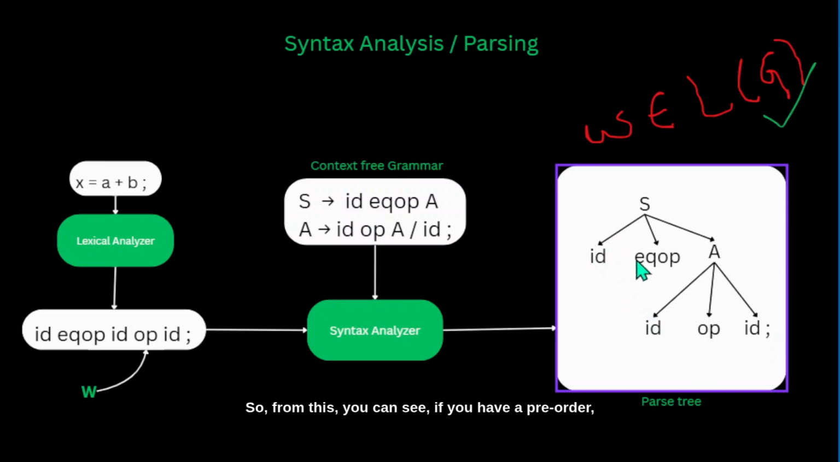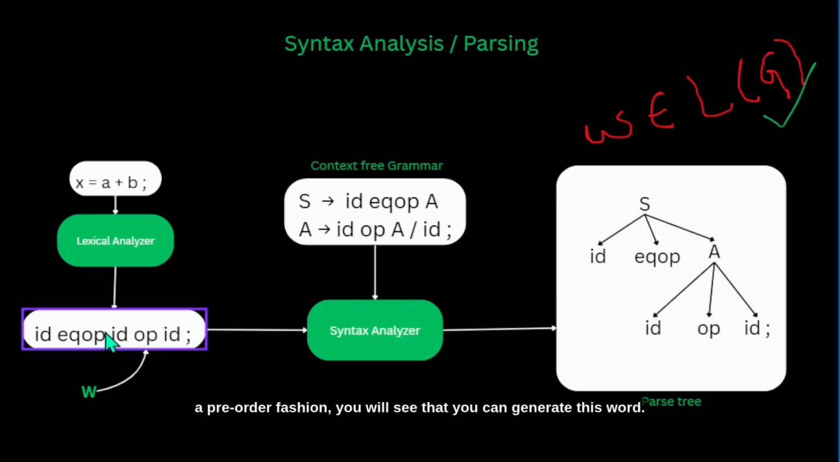So from this you can see, if you traverse it in a pre-order fashion, you will see that you can generate this word. So that is how you know. The entire point of this is to check if this word belongs to this grammar, or if this grammar can generate this word. It's checking if the word is present in the language which is generated by this grammar. So what kind of errors does the parser check?